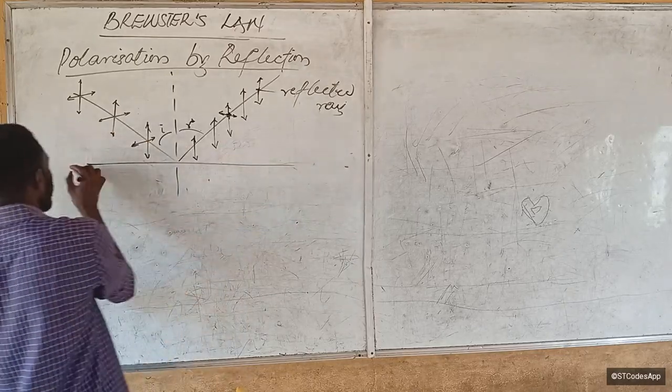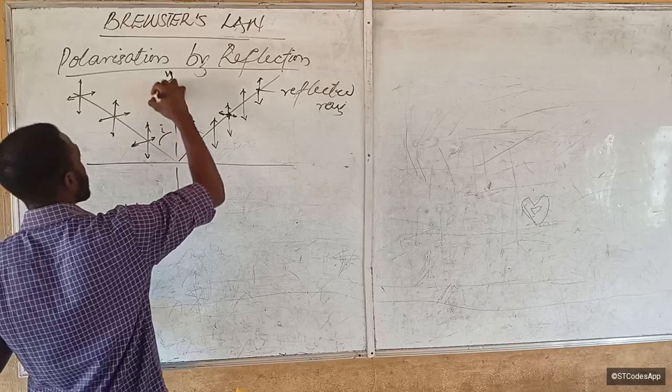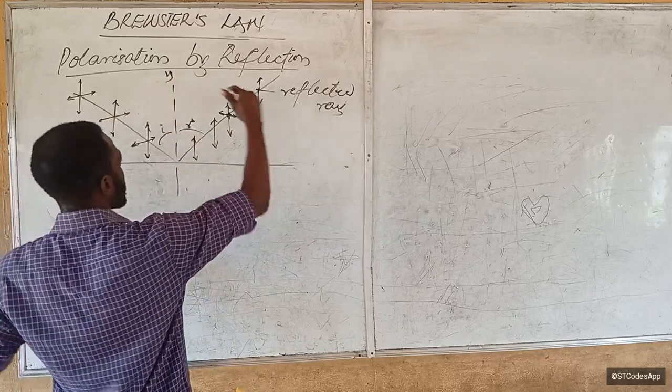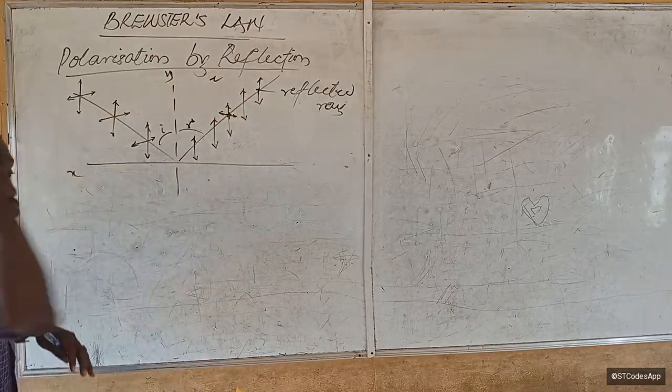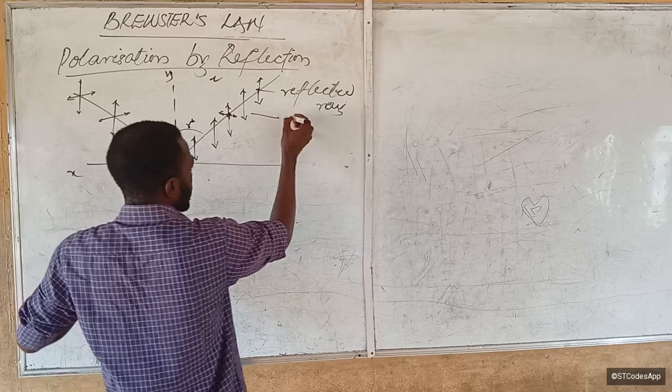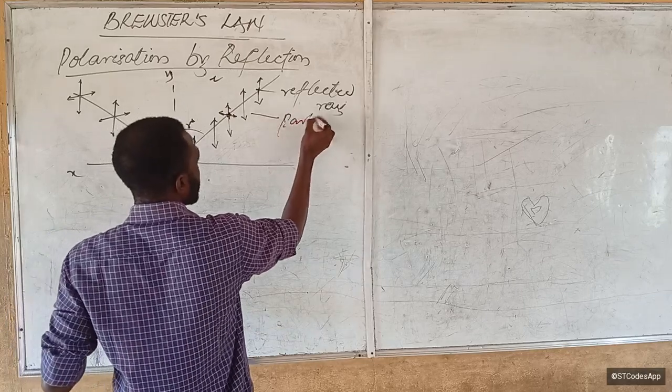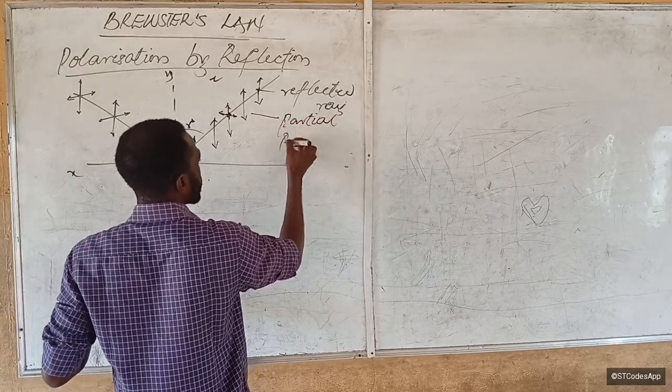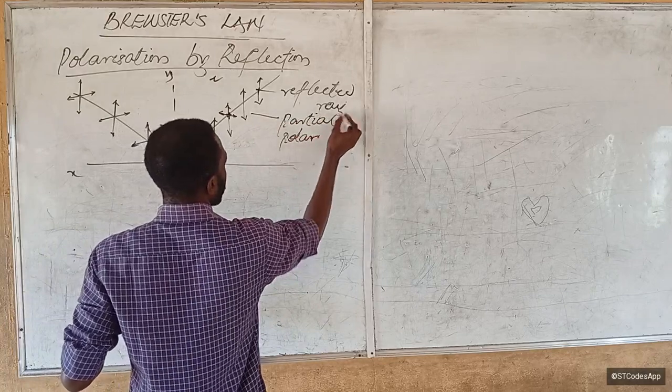Do you understand? So if this was the x-axis, this is the y-axis, this will be our z-axis. Is that clear? So some waves that are still traveling in the z-axis will still appear in some places. In that case, we say it is partial polarization. Partially polarized.